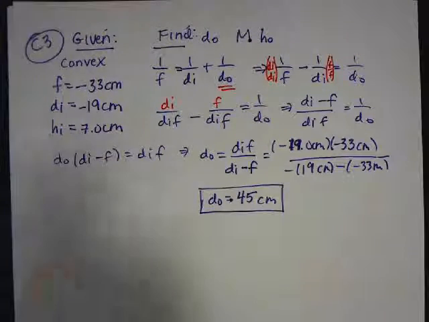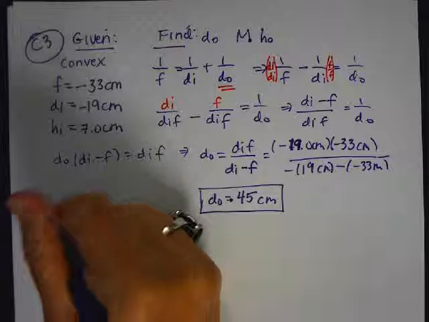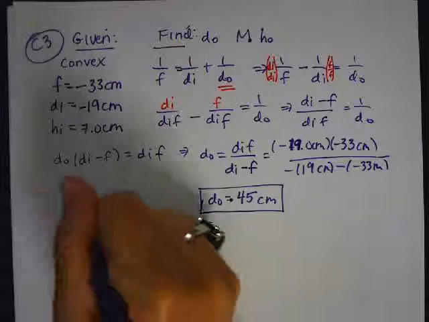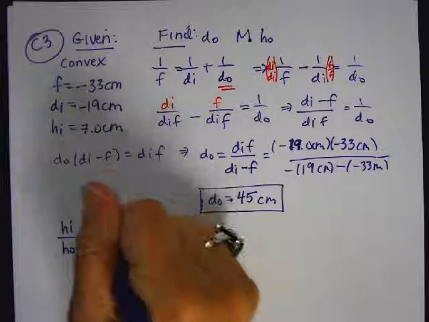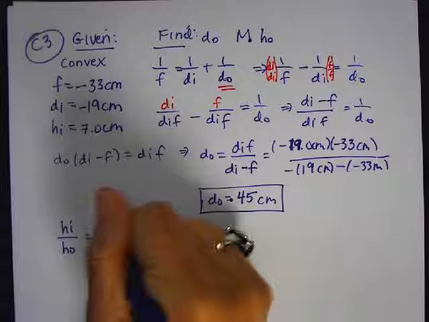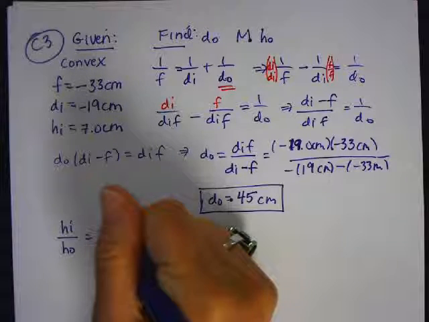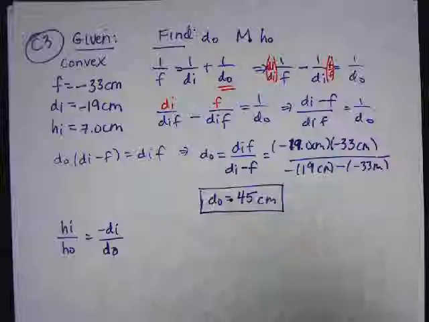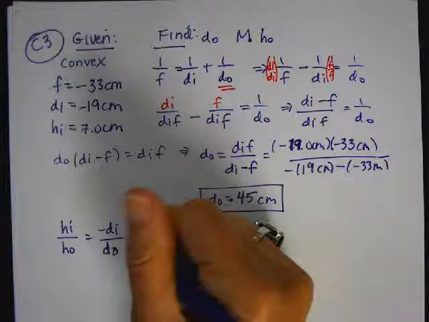Now we use our other equation. Our other equation is HI over HO is equal to negative DI over DO. Yeah, so hi-ho, di-do, your Seven Dwarfs song.